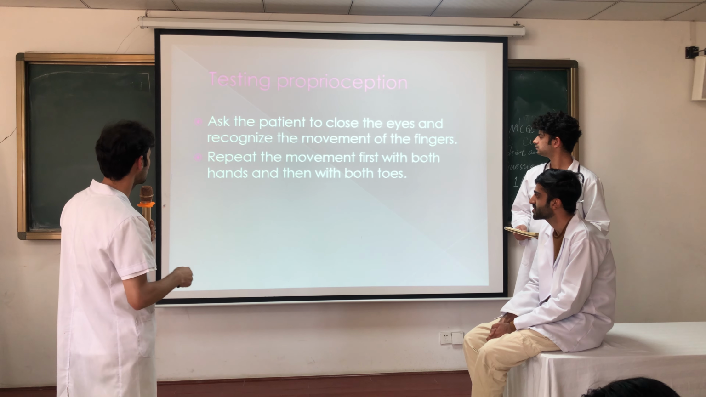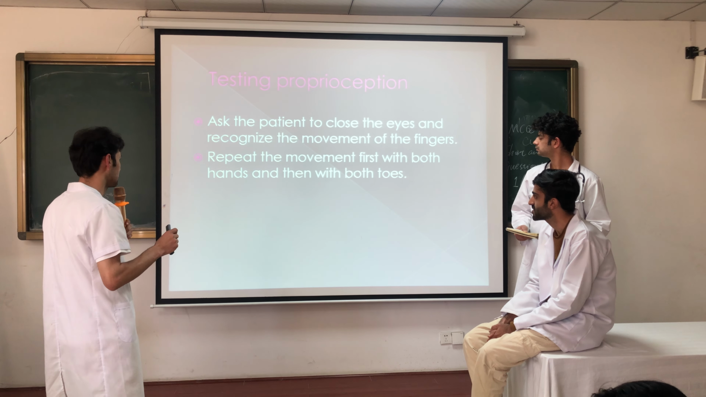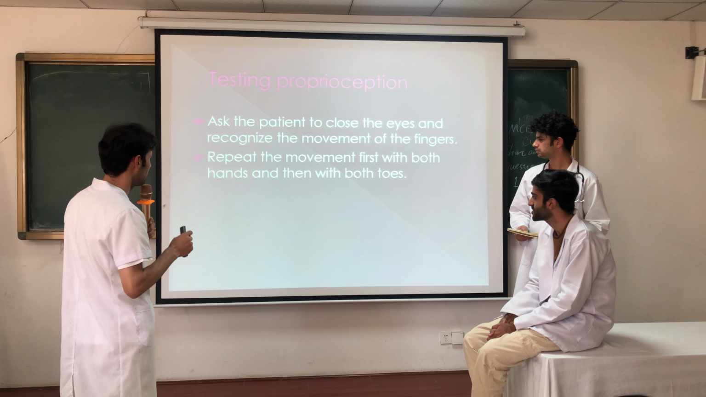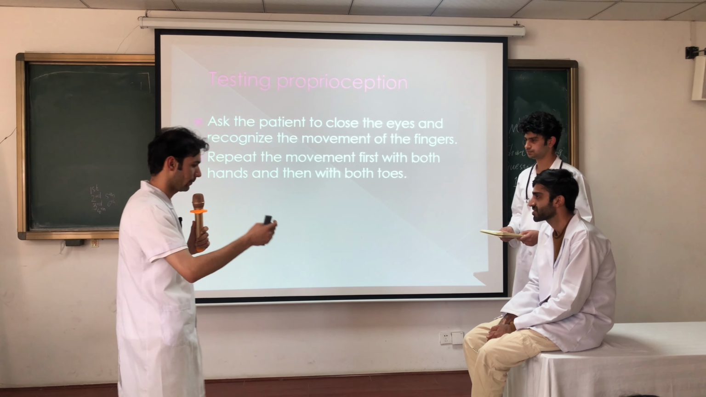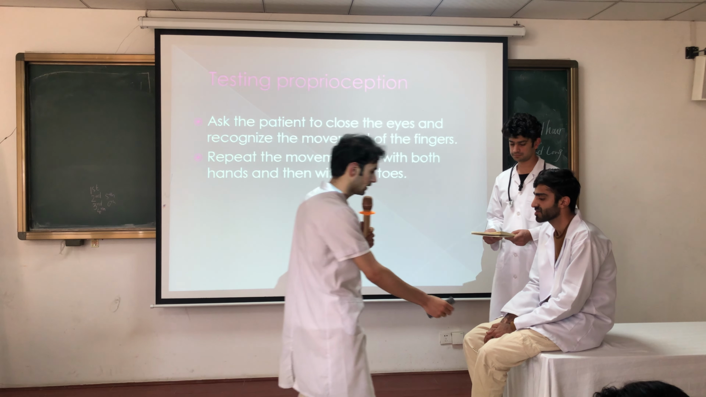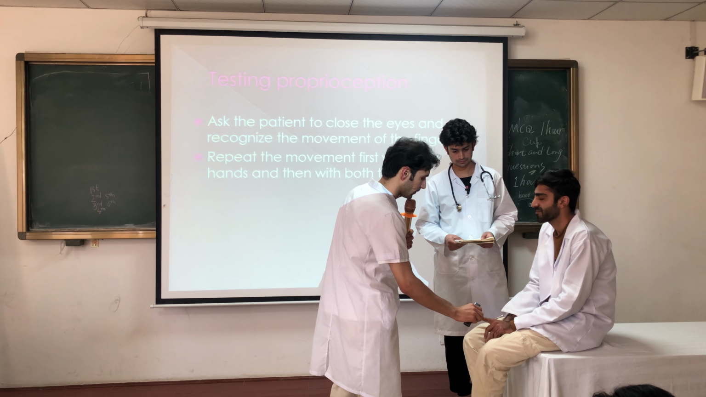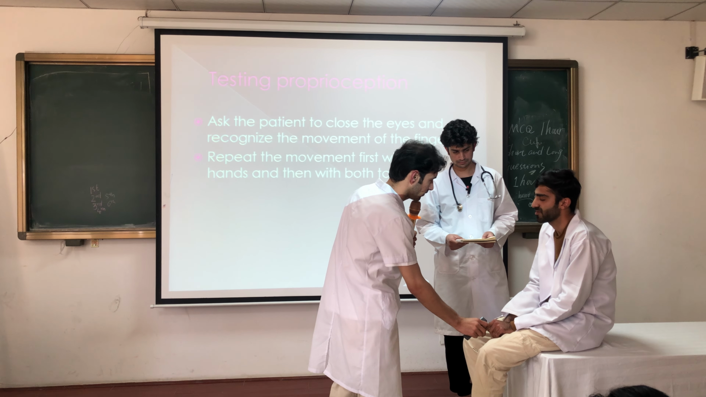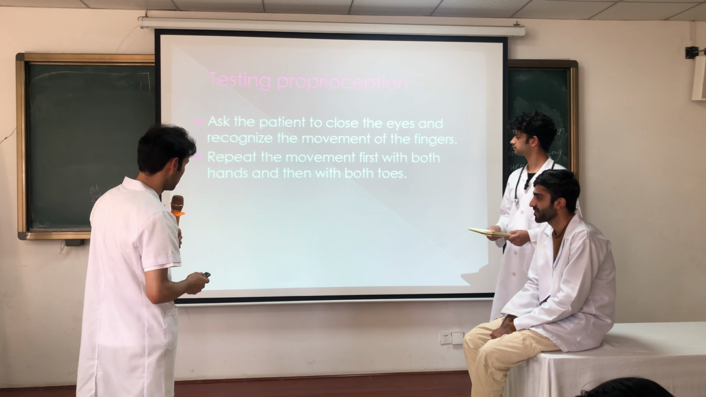To test proprioception, ask the patient to close the eyes and recognize the movement of the fingers. Repeat the movement first with both hands and then with both eyes. The patient will close the eyes, and I will say, is your finger moving up or down? Yes. So the patient can feel whether it moves up or down.